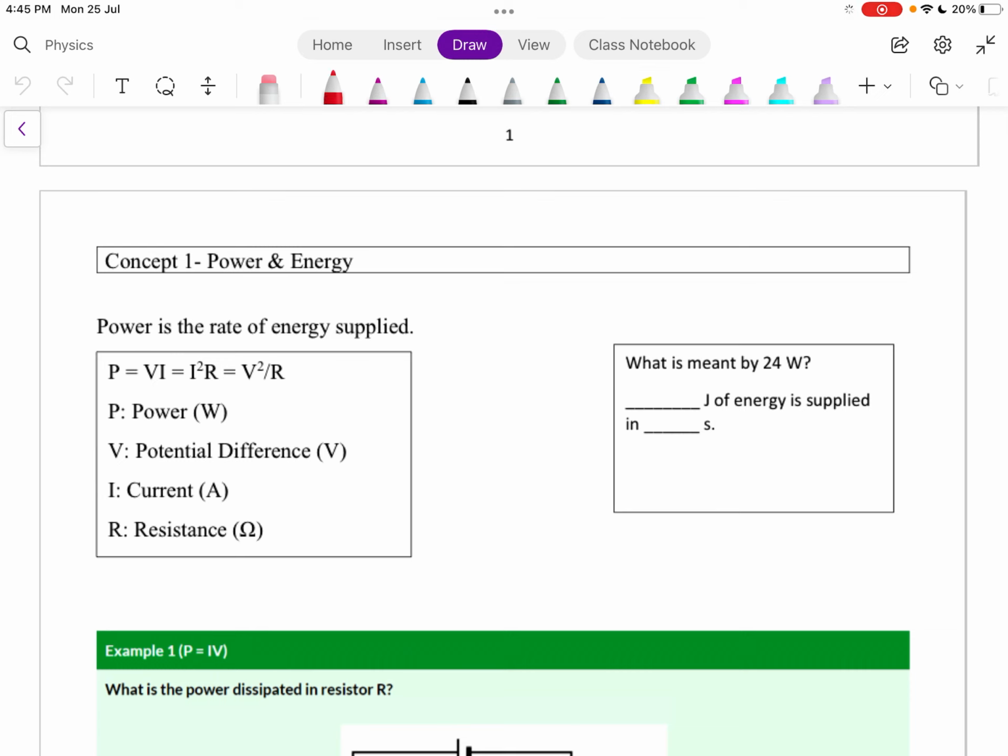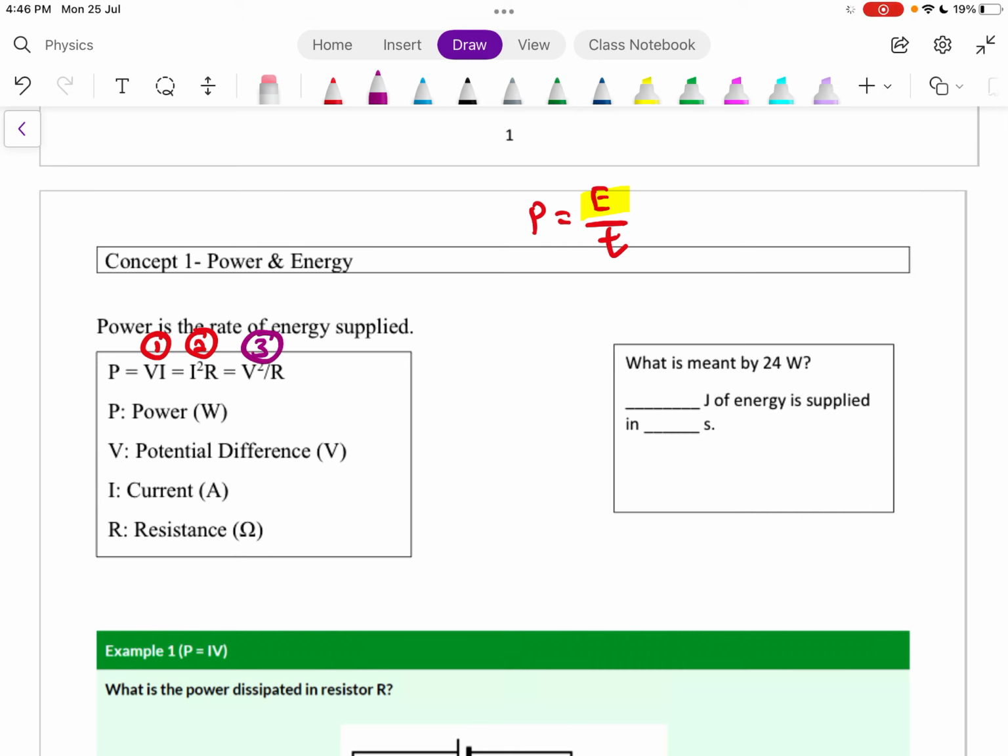So let's just say if I introduce power and energy, power is equal to energy divided by time, because every time you see rate, it is something divided by time. In this case, it's the energy that is divided by time. So what about the power in terms of V, I and R? We have the equation P equal to VI, first of all, and of course the second is I square R. The third will be V square over R.